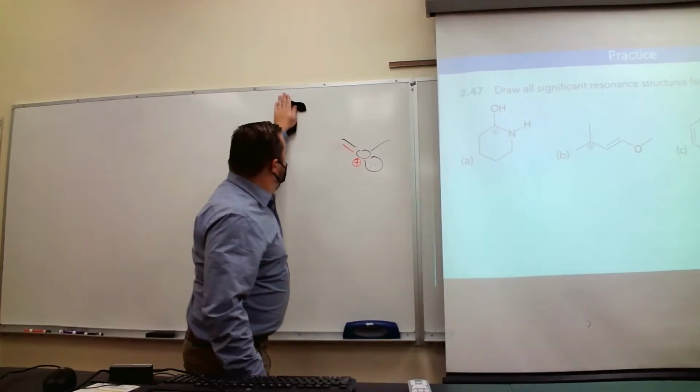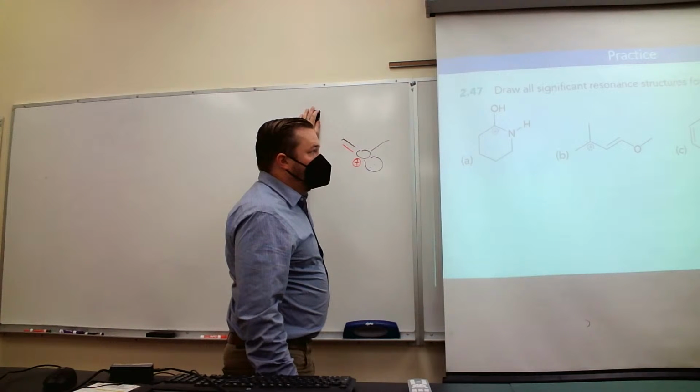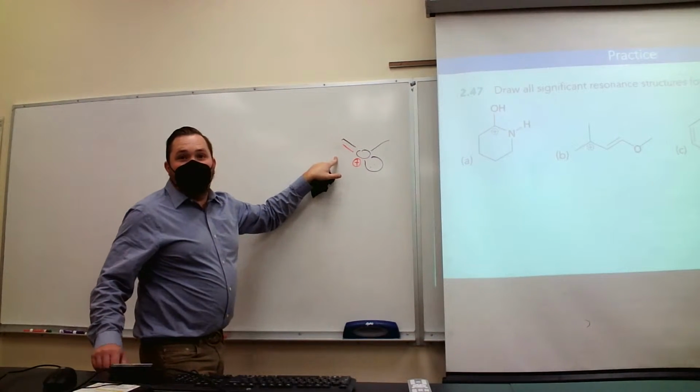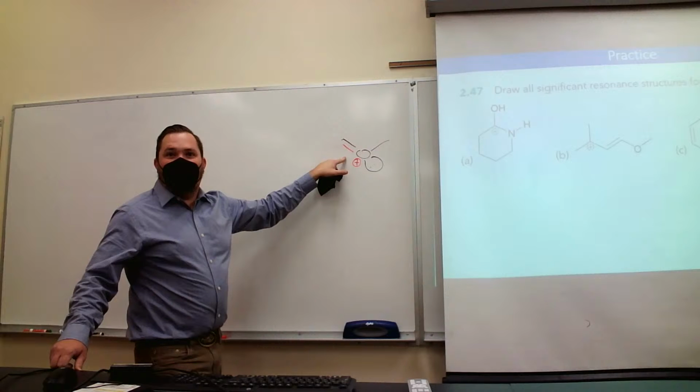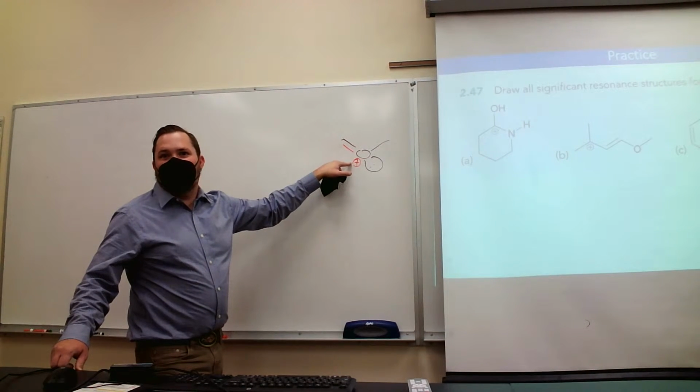For that last one, which case would be the more stable one? The one that I just erased, because this is the one where everything has a full valence, even if the oxygen does have a positive.